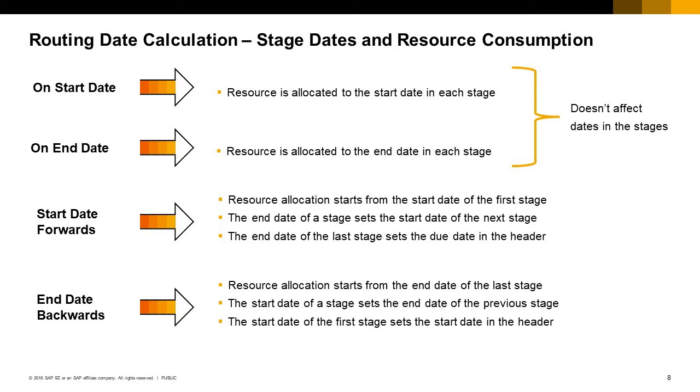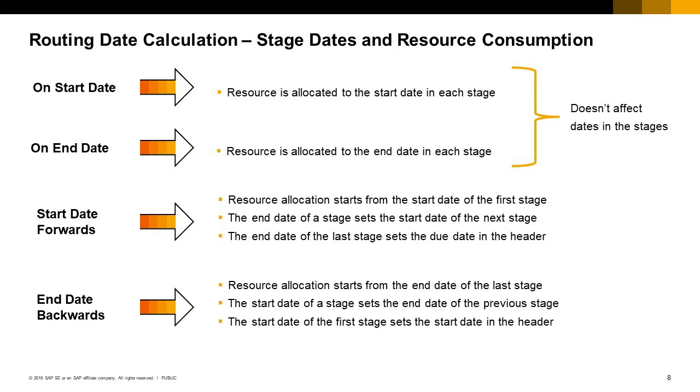The end date backwards method works similarly but starting from the end date of the last stage. The header's due date is copied to the end date of the last stage. Then if there is not enough capacity to meet the planned quantity of the resource, the system continues to allocate resource capacity for each day backwards, until all planned capacity is allocated. The start date of this stage will be the last day of capacity allocation.